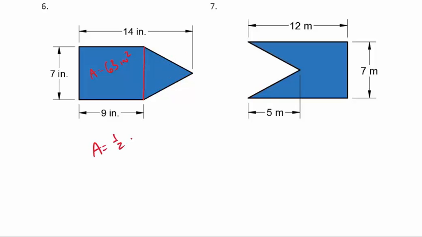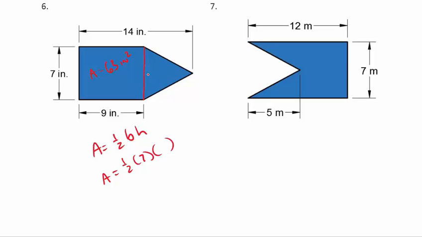Area equals 1/2 base times height. So I need to find the base, and I need to find the height of the triangle. The base is going to be the distance across the bottom here, and notice that's going to be the same as this side, or 7 inches. The height is going to be a little bit trickier.